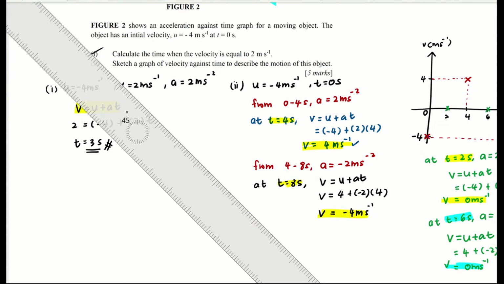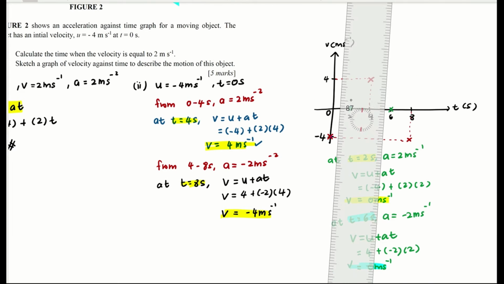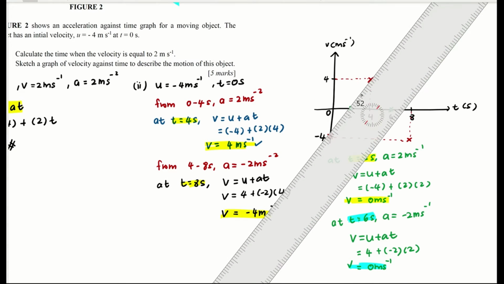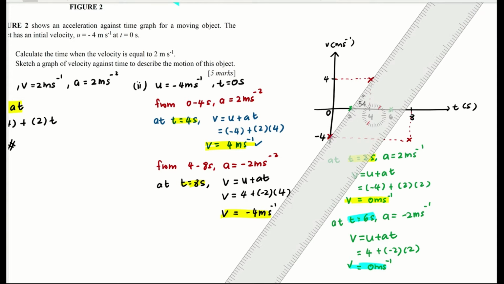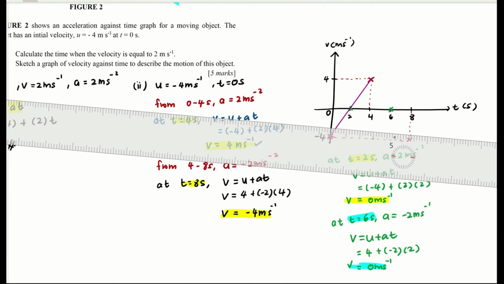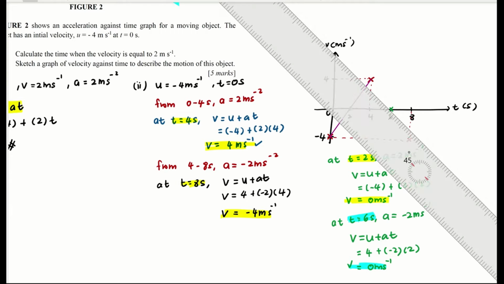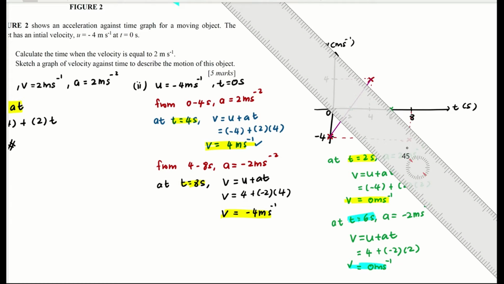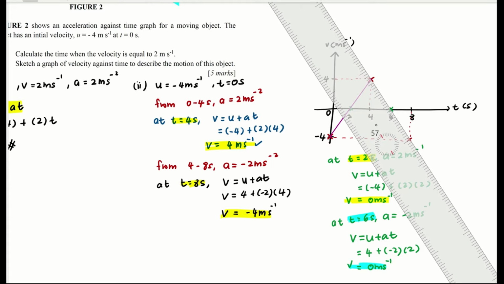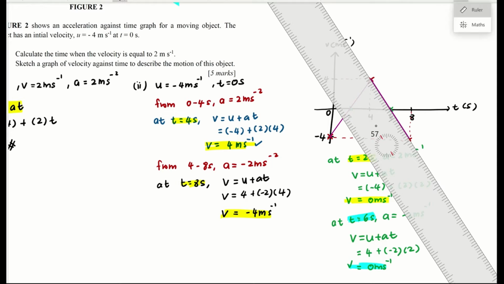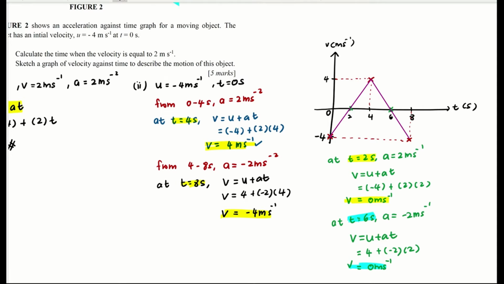So when you sketch your graph, let's say here, we have a ruler, and you try to sketch your graph with a straight line, something like this. Same as this one from 4 to 8 seconds. That means we want to know when v is zero. When we calculate, v is zero at 6 seconds. So like that. So this is the answer for question 2A, 1 and 2. So this is the graph for question 2A2. Okay, so that finishes question number 2A.